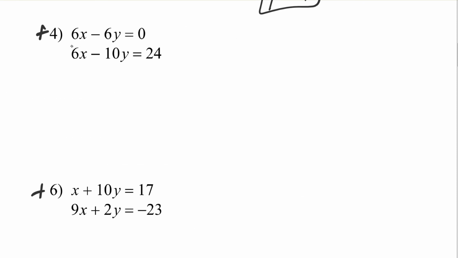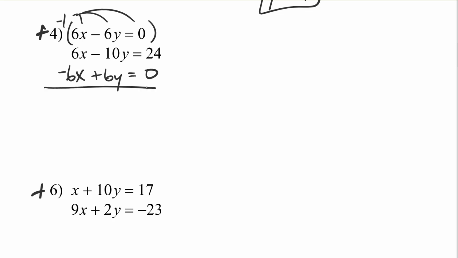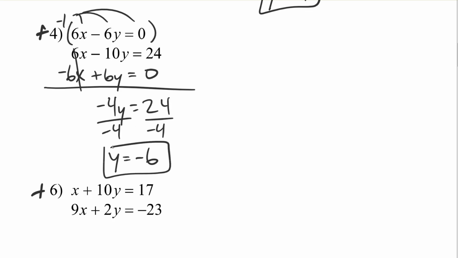If we look at the x's, it looks like we already have opposites again, only this is a 2 positive, so we'll multiply this by negative 1, and I'll get negative 6x plus 6y equals 0. We're just distributing that negative 1. So now when I add them together, the x's cancel. Negative 10y plus 6y makes negative 4y, and 24 and 0 make 24. Divide by negative 4, and y equals negative 6.